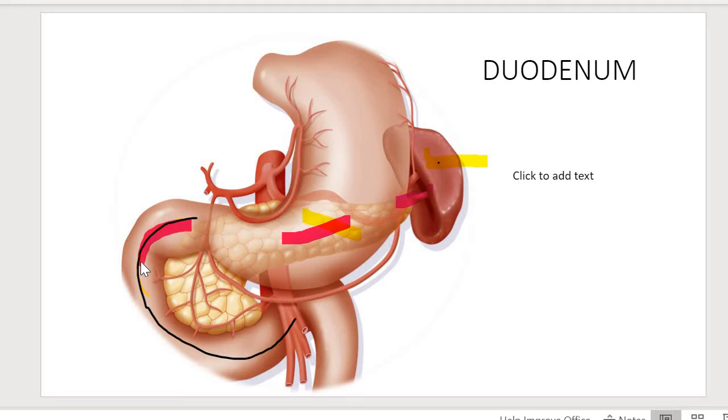Now, the question is, what are the pancreatic enzymes? Pancreatic enzymes are three. One is salivary amylase. Sorry, not salivary amylase. One is pancreatic amylase, that is amylopsin. Amylopsin helps in digestion of carbohydrate. Then we have trypsin. Trypsin helps in digestion of protein.